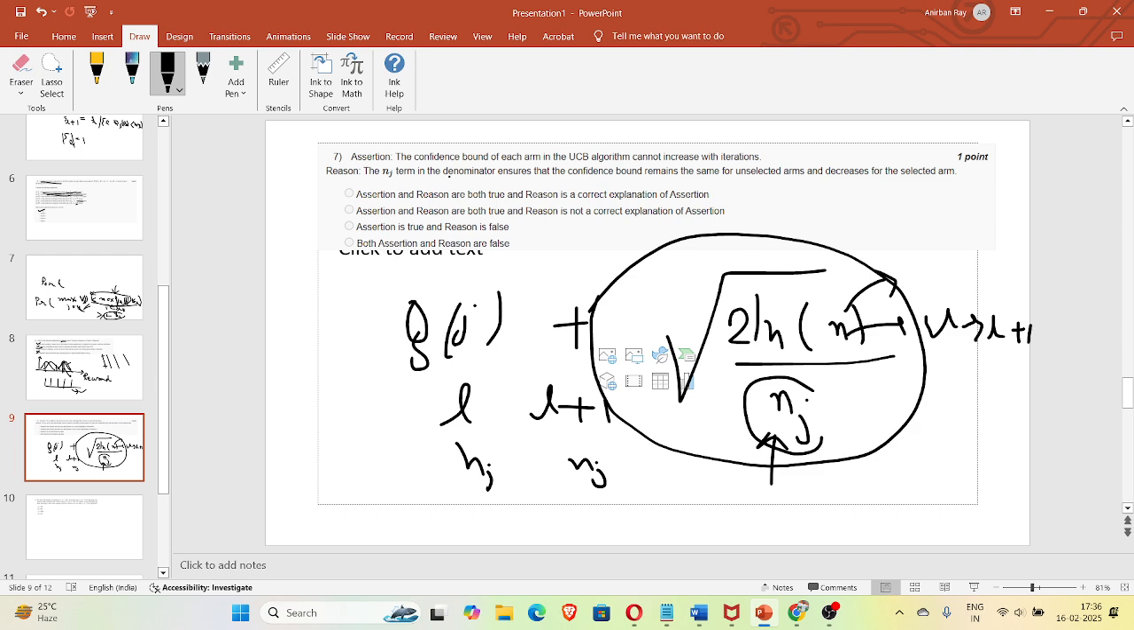And so n_j terms in the denominator ensure the confidence bound remains the same for unselected arms. It does not remain the same and decreases for the selected arms. It does make it decrease, but does not remain the same for unselected arms. So this is also wrong, so both assertion and reason are false. Any doubt here? Any doubt?